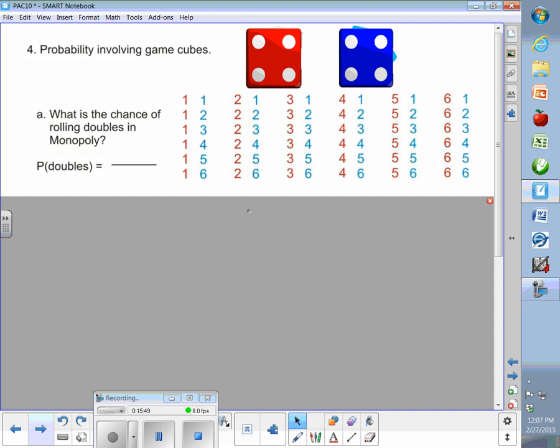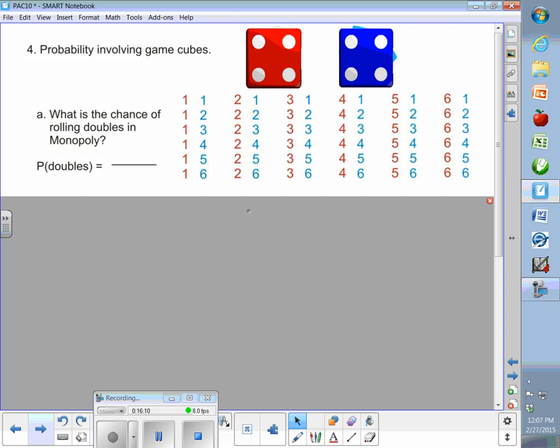I have 2 game cubes. Some people call them dice. Gamblers call them dice. I like to call them game cubes. I have 2 game cubes, and we're going to figure out the probability of rolling. Now, Monopoly uses 2 game cubes. Catan uses 2 game cubes, and a lot of other games use 2 game cubes. So these probabilities will work in any game that uses 2 game cubes.